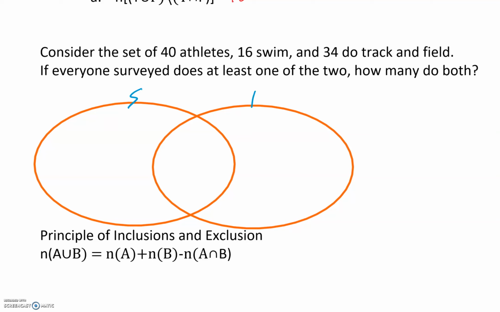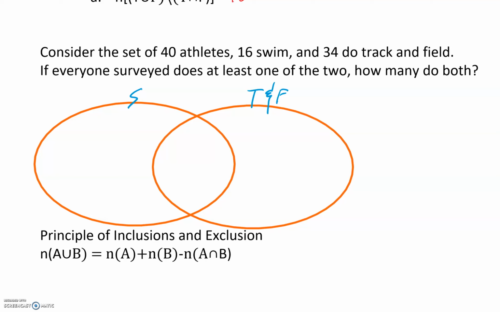So swimming, track and field. Okay. Everyone surveyed does at least one of the two. There are 40 in total. 16 swim and 34 do track and field. Now the tricky part here is that we can't just write down 16 or 34 or 40. None of those actually fit into our Venn diagram. The total of all 3 numbers needs to add up to 40.